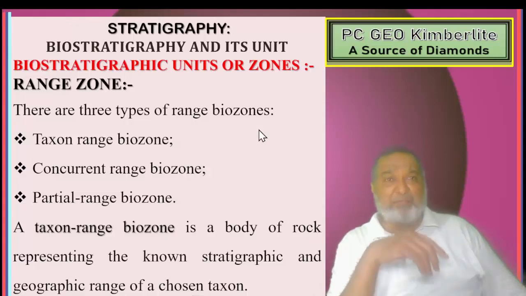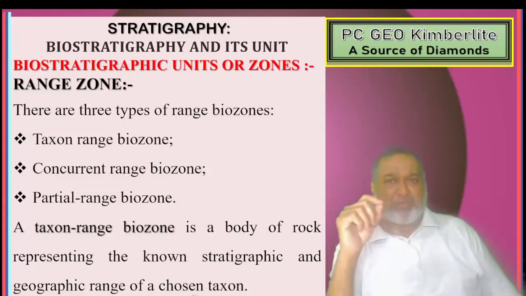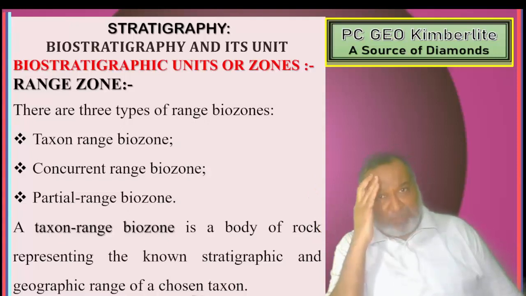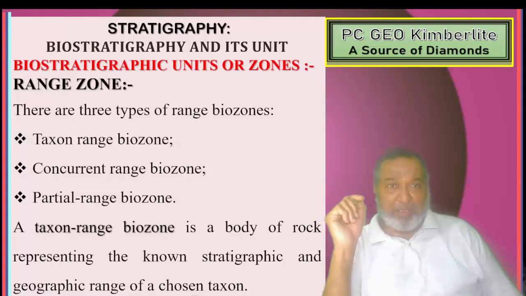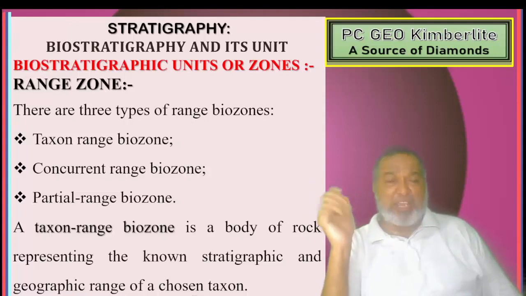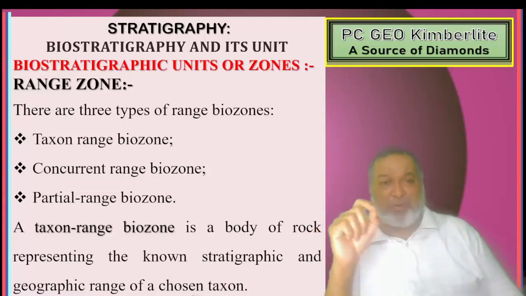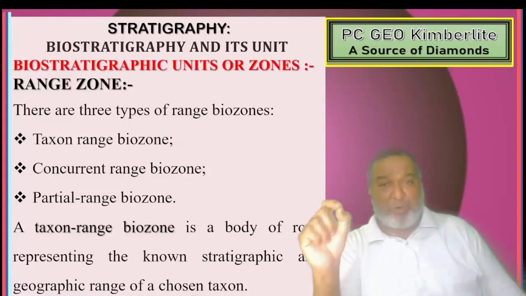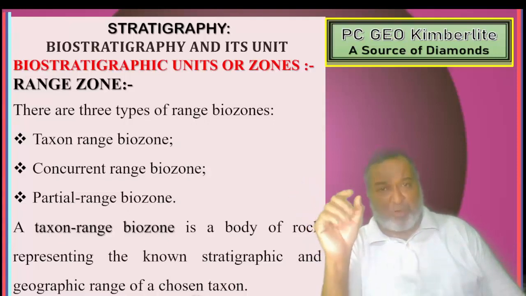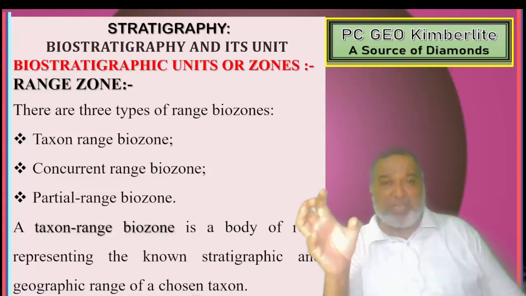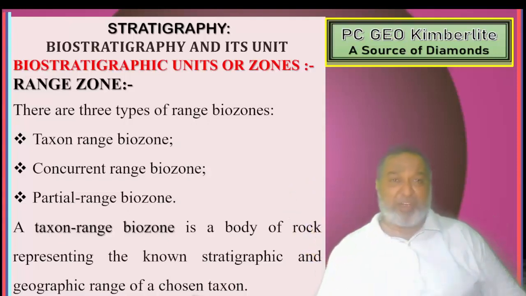Now the first we have is the range zone. The first unit of biostratigraphy will be the range zone. There are three types of range biozones: taxon range biozone, concurrent range biozone, partial range biozone. First we'll see the taxon range biozone, which is a body of rock representing the known stratigraphic and geographic range of a chosen taxon. So here we are going to choose one particular taxon, where the rock representing the known stratigraphic and geographic range has been given.